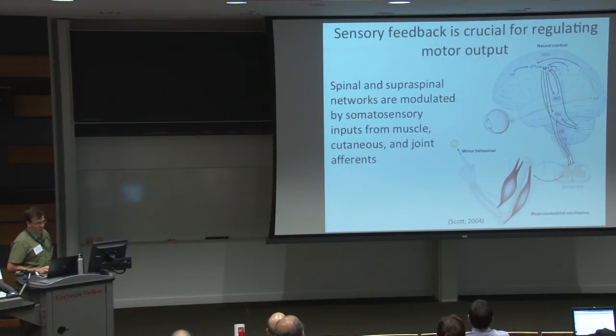We've had a couple of nice talks this morning talking about the importance, perhaps dominance, of feedback in controlling locomotion. That's also true in the upper extremity, that the sensory feedback is used both at spinal and supraspinal levels to regulate ongoing motor actions.